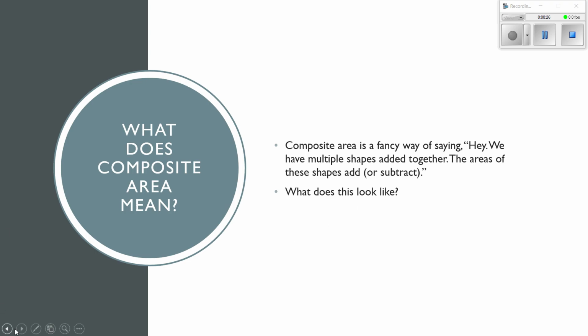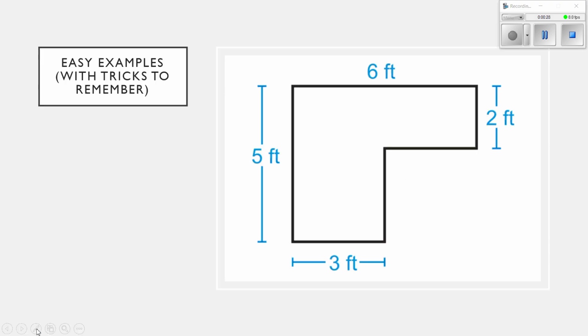So what exactly does this look like? What happens is you have an odd-looking shape. This is clearly not a square, rectangle, rhombus, parallelogram, trapezoid, anything. It's kind of an L shape. And we want to find the area of it, and we're going to do that by breaking it down into smaller shapes.